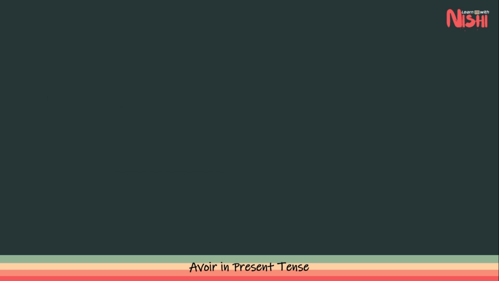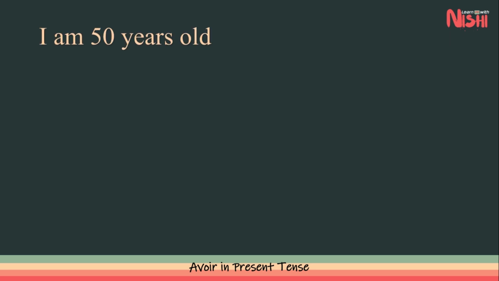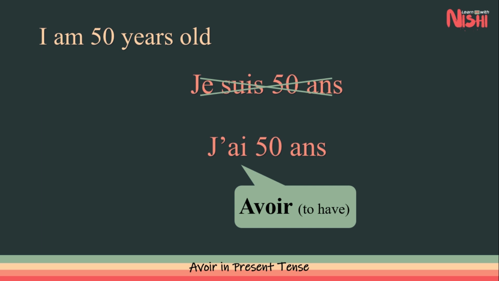One more thing to know is that we use this verb to say our age. In French, we don't use the verb to be, that is être, to say our age. For example, if you want to say, I'm 50 years old, it's not je suis 50 ans. It's incorrect. We have to say j'ai 50 ans. That is using the verb avoir.